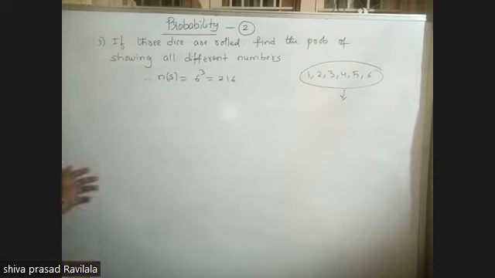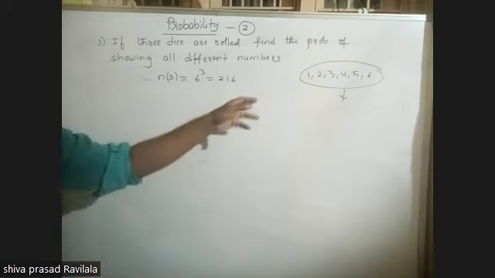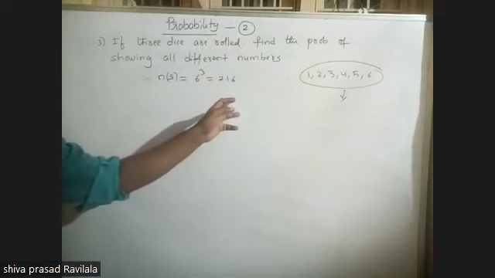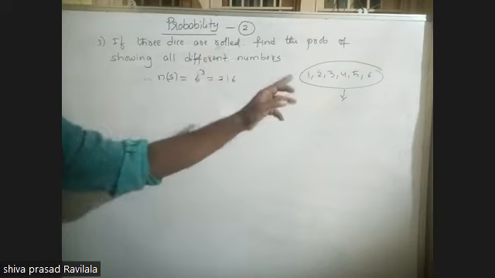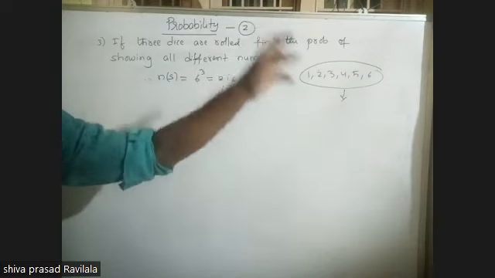In this, all are different. All different means arrangement. The first one may be 1. The second one should be other than 1. You take the second one as 3. The third one should be other than 1 and 3, that means 2, 4, 5, 6.